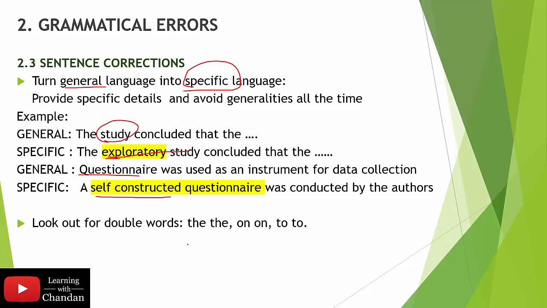Also, we should check for the repetition of words within the sentences, which is a very common typo error that we make. So any repetition like this should be carefully removed while proofreading.